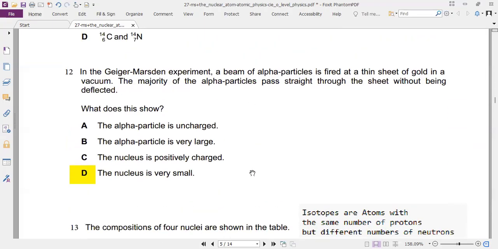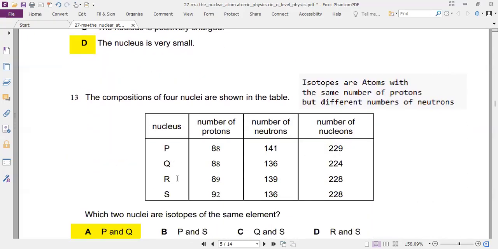Geiger-Marsden experiment. The majority of alpha particles passed undeflected because the nucleus is very small. Here the isotopes are atoms with the same number of protons but different neutrons, so we only consider P and Q as the isotopes.